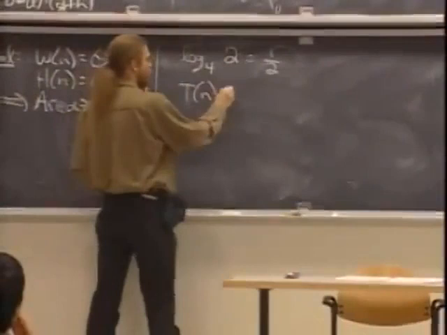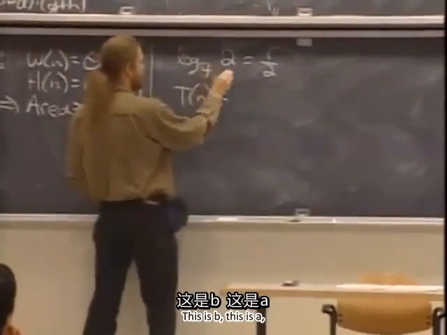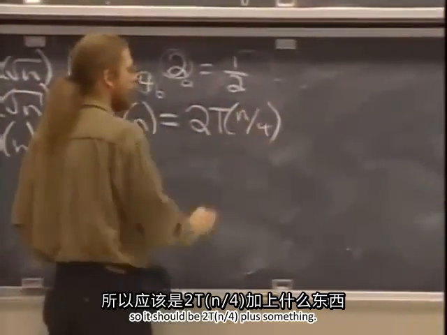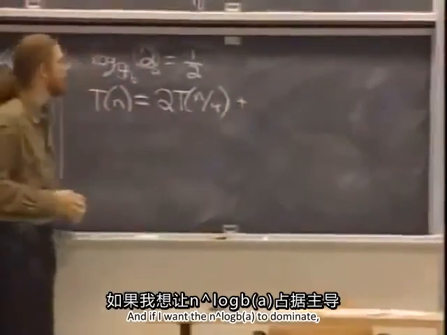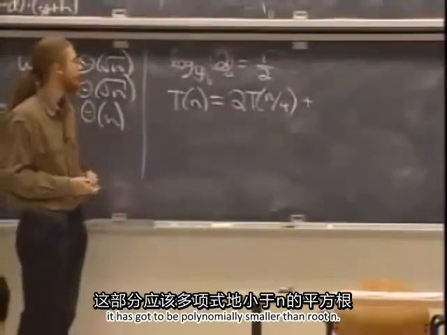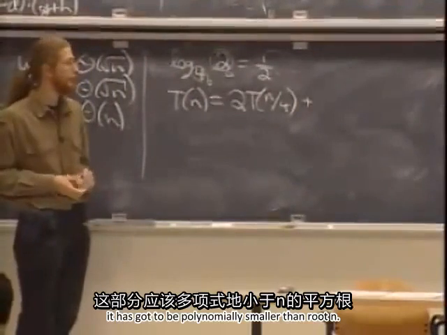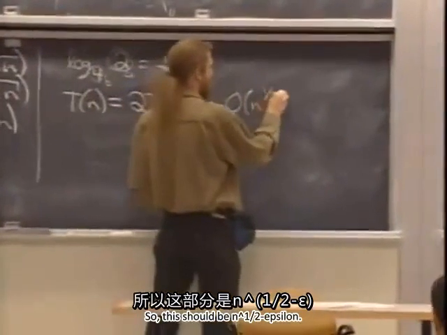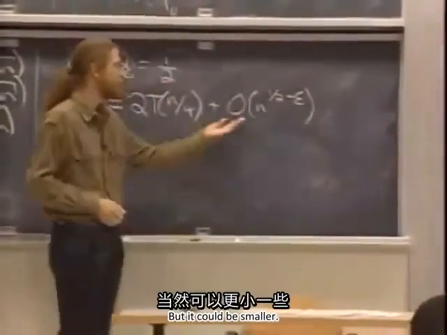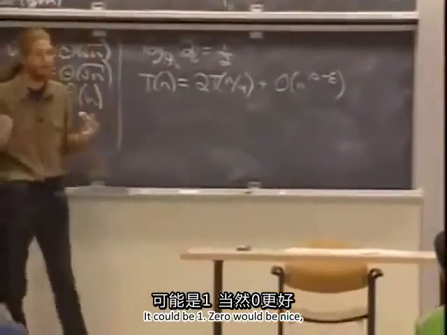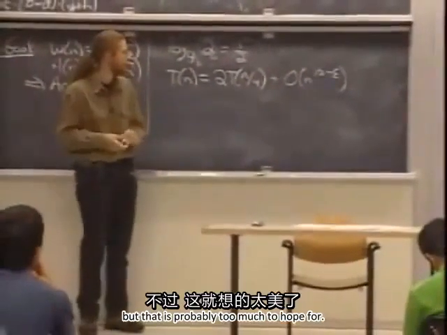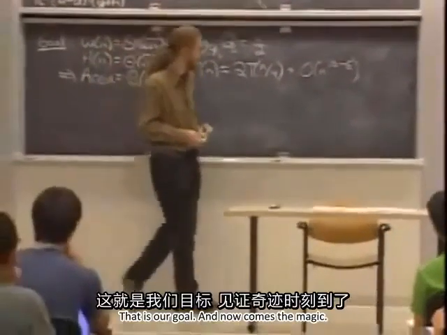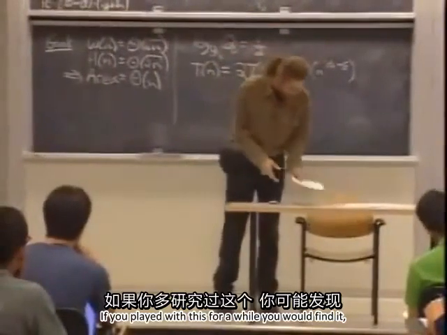Well, T of n would be, now get this right, this is b, this is a. So it should be 2 times T of n over 4 plus something. And if I want the n to the log base b of a to dominate, the something has got to be polynomially smaller than root n. So this should be n to the 1/2 minus epsilon for some epsilon. But it could be smaller. Could be 1. 0 would be nice, but that's probably too much to hope for. So something strictly polynomially smaller than root n. Okay, that's our goal. And now comes the magic.